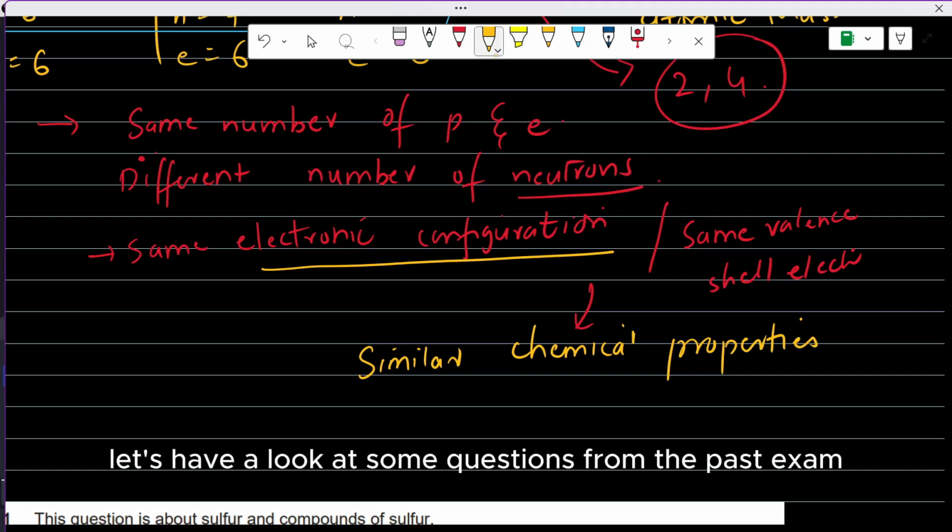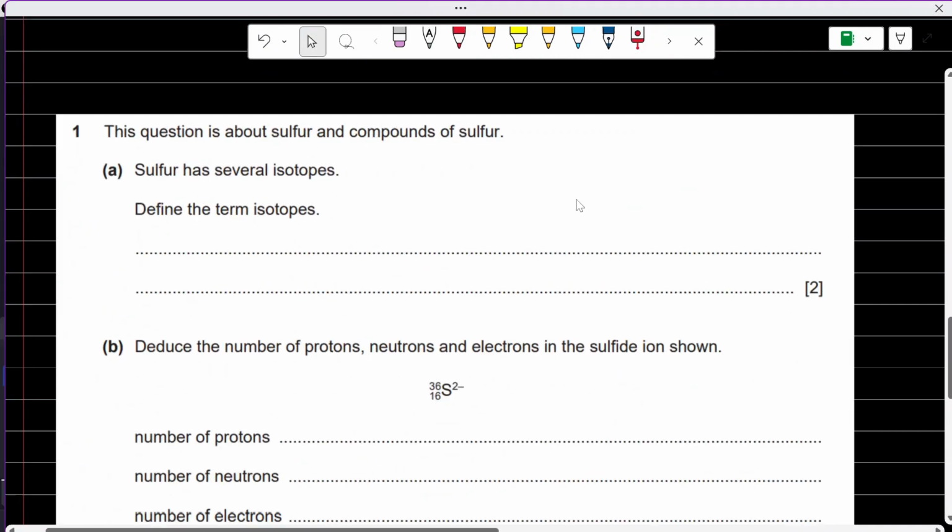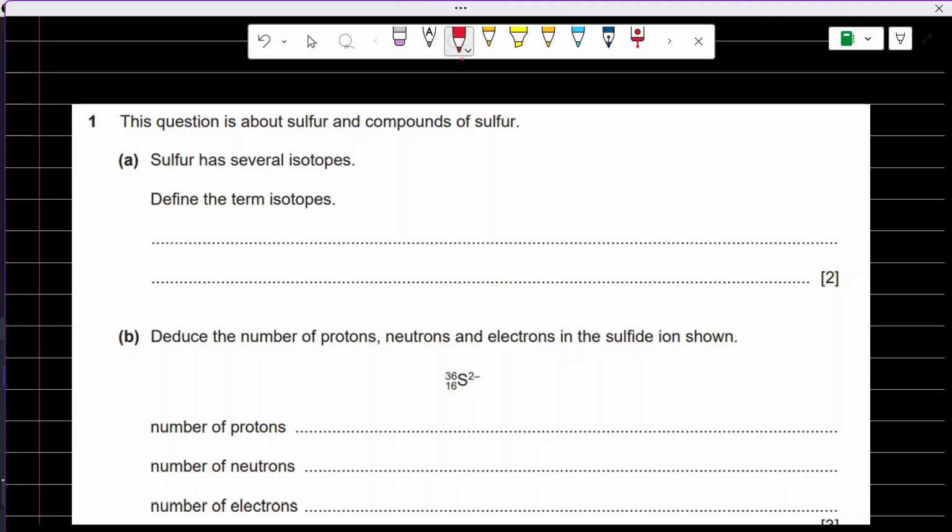Let's have a look at some questions from the past exam. Go ahead and try this question. You can pause the video and try this question by yourself, right? The question is about sulfur and compounds of sulfur. It has several isotopes. Define the term isotope.